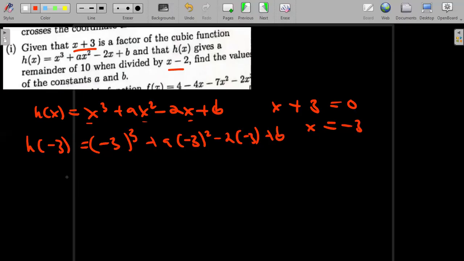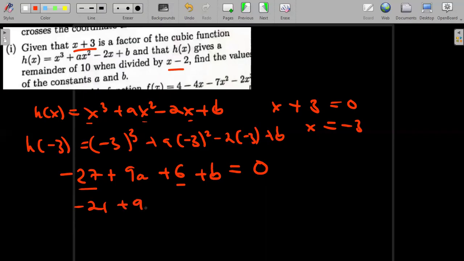So when we cube the first part, that's going to be -27. Then -3 squared, -3 by -3 gives us 9, so that would be plus 9a. Then the negative by the negative gives us plus 6 here. Then we have plus b. And this we're saying should be equal to 0 because they've told us it's a factor of this polynomial. Then the next thing is you're going to group here. I can add this and I just get -21, then plus 9a, then plus b is equal to 0.